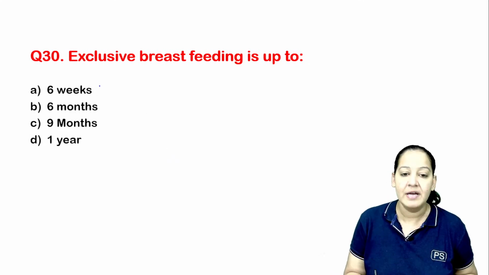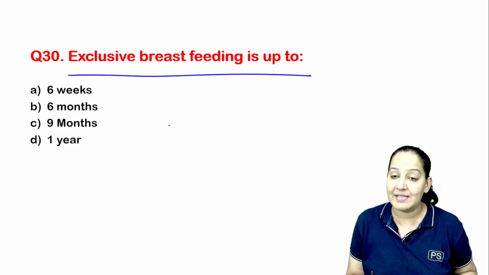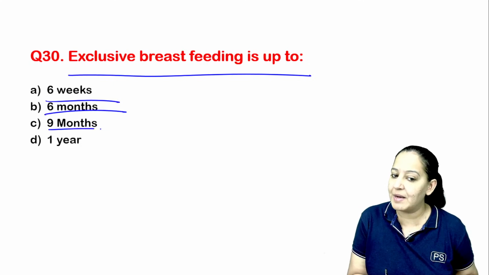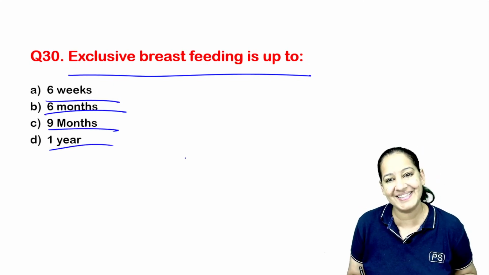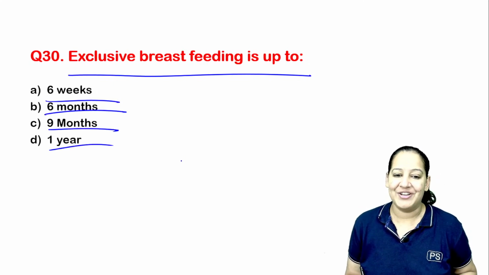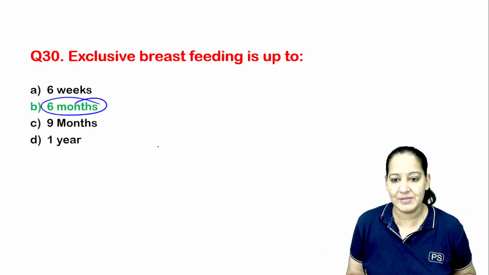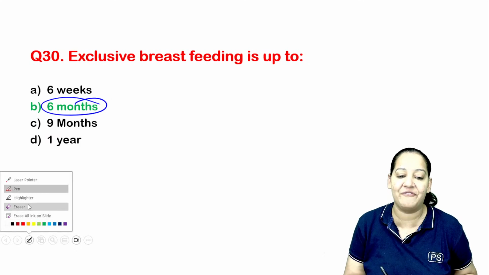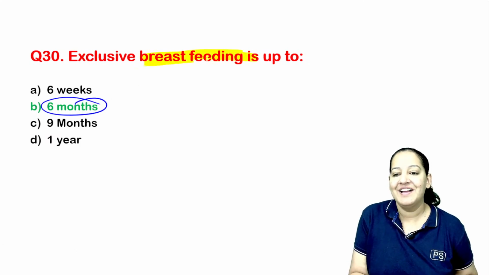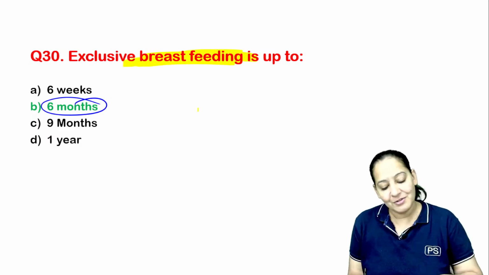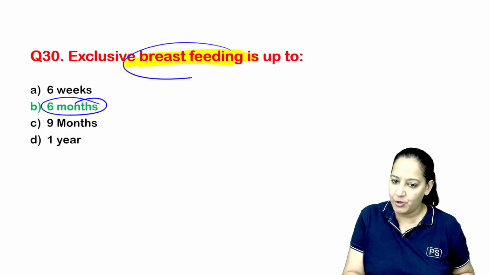Anyways, let's go ahead. You can see exclusive breastfeeding is up to what? Is it up to 6 weeks, 6 months, 9 months, or 1 year? What is the correct answer? Yes, very easy question. The correct answer here is 6 months. I guess everyone knows that. Now it's time to perfect the topic breastfeeding. Many questions come from breastfeeding, so we will see all the questions together at one place.